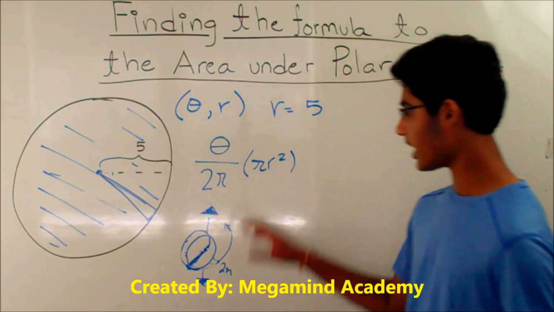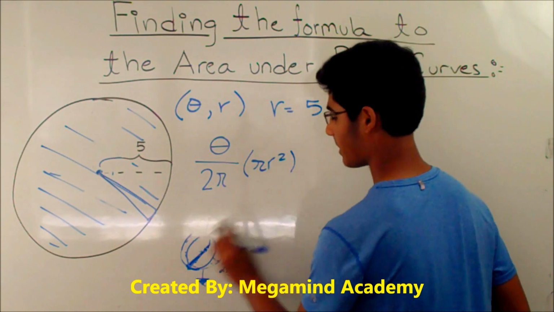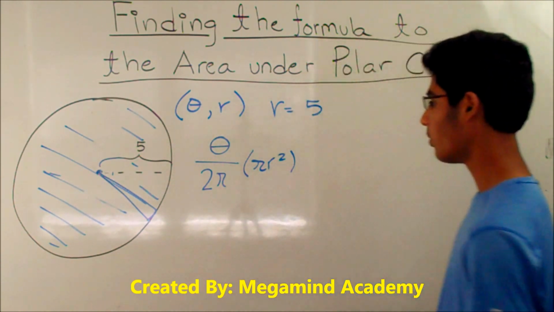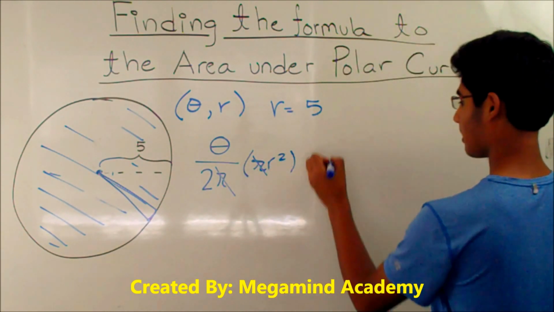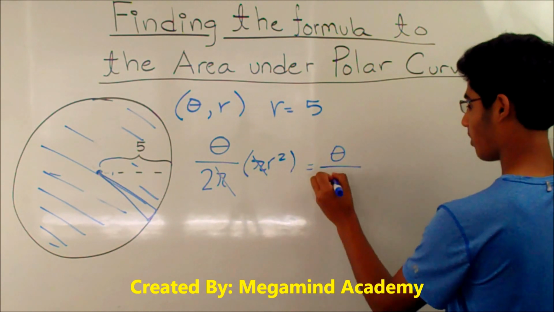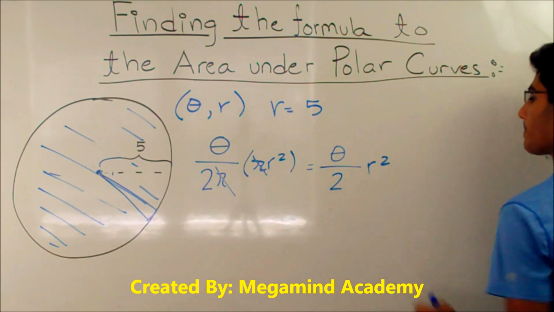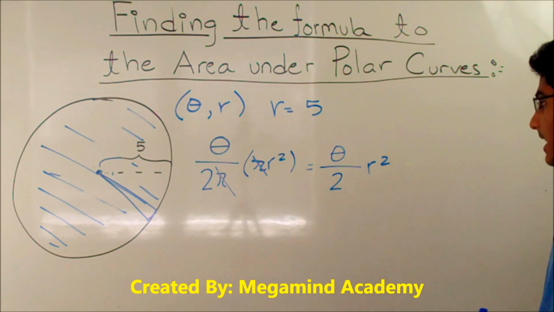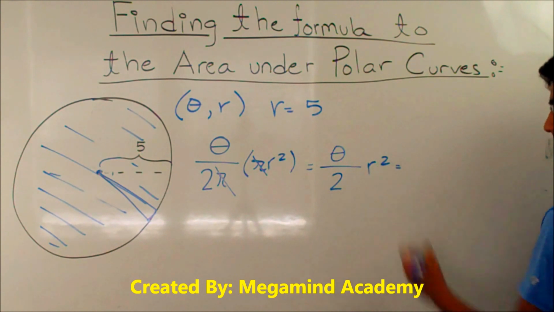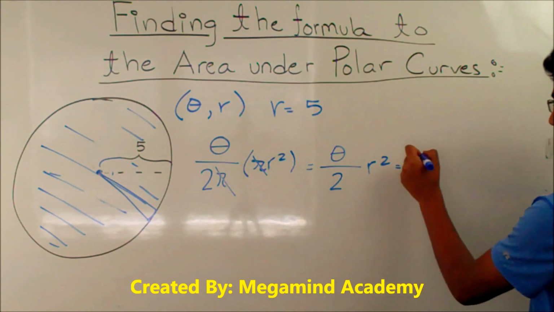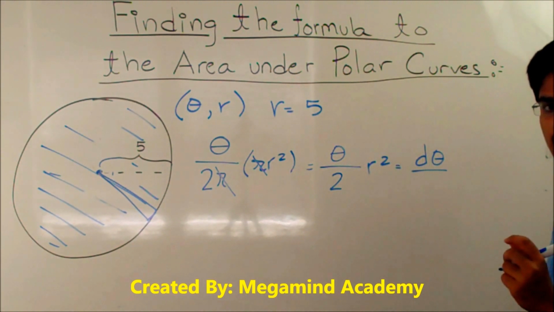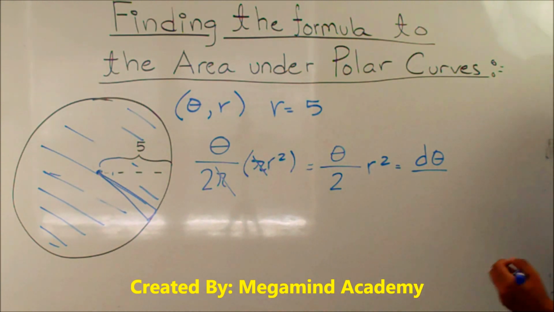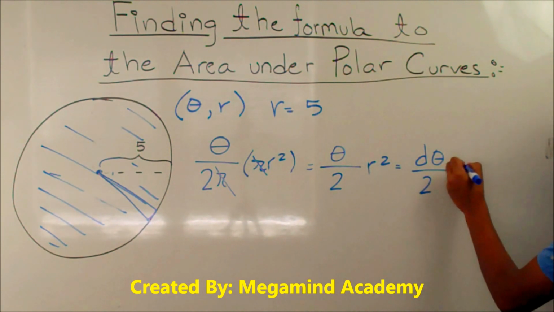But how does that change when we have our formula? So how does that implement itself into our formula? Well, first of all, we can see that the pi's will cancel out. So this function is, so far, angle theta over 2 times r squared. But if this is an infinitely small sector, then that means that the angle is infinitely small too, which is d theta over 2. So instead of theta, we have d theta, which is an infinitesimally small amount. So in this case, it's an infinitesimally small angle over 2 times r squared.